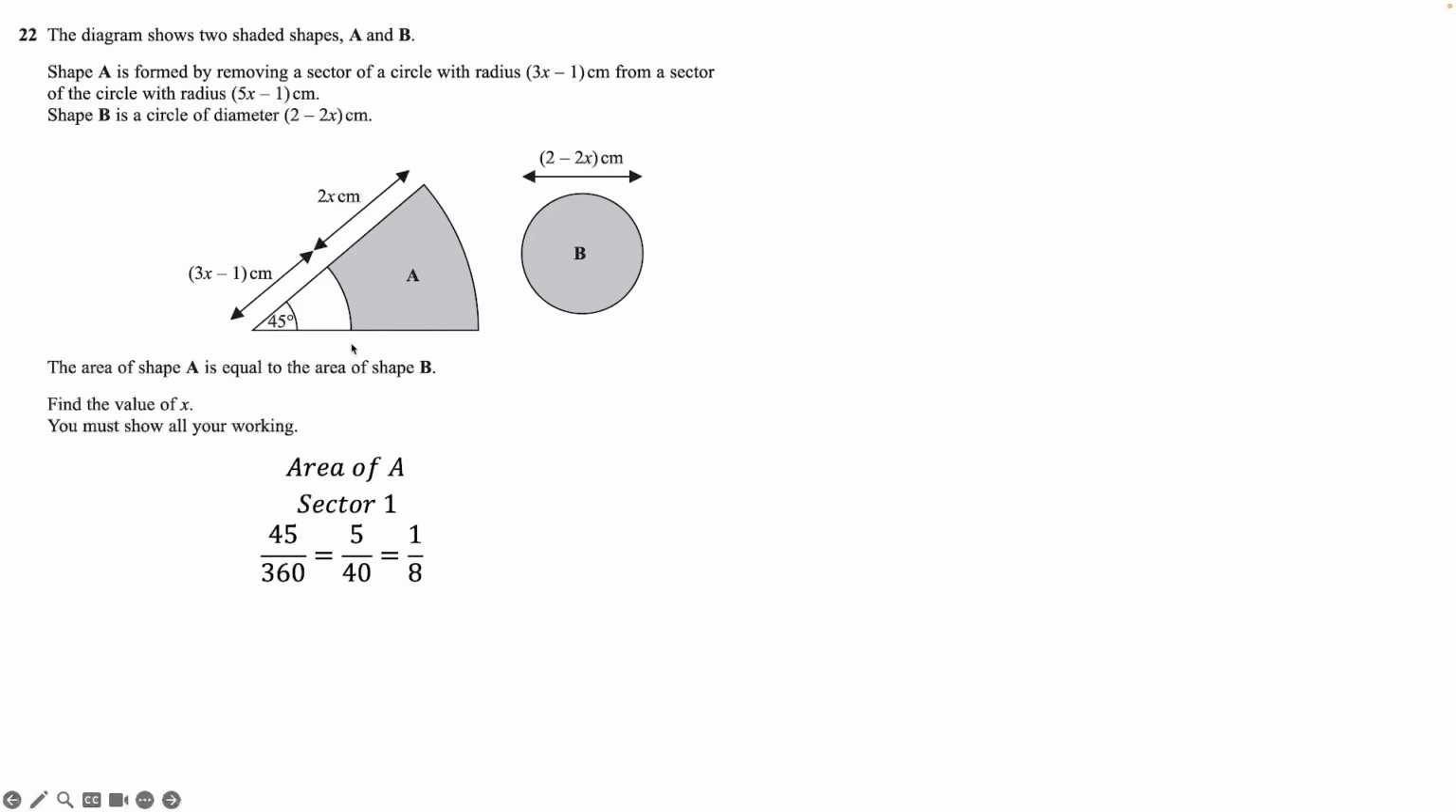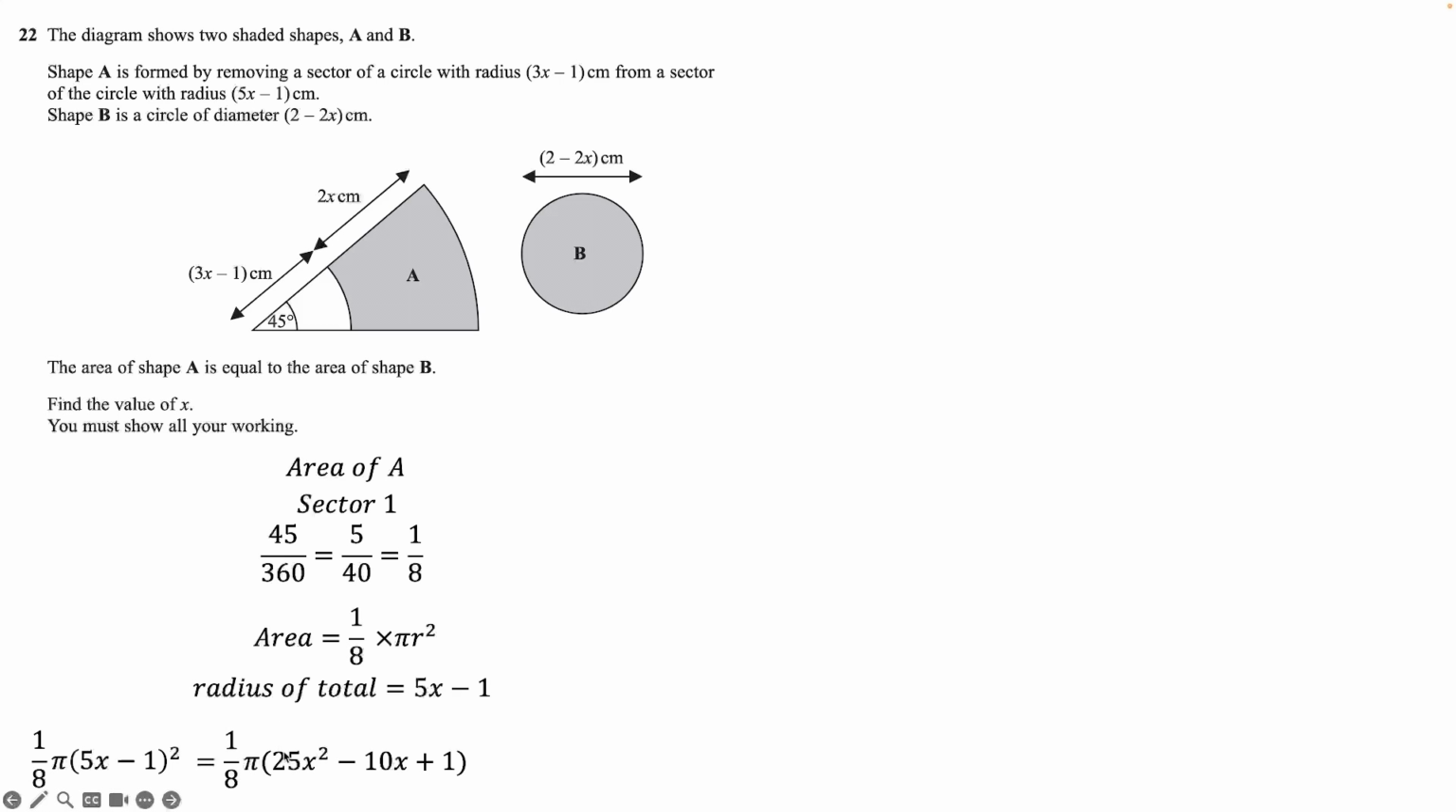Well, the area is usually pi r squared for a circle, but for this sector, it's going to be 1/8 pi r squared, because we're only taking a section of it. Well, the radius is going to be 5x minus 1, because we can do this plus this. So 3x minus 1 plus 2x is 5x minus 1. So the area is going to be an eighth times pi times this r squared. Well, we can expand these brackets, and you can expand them out just by hand. I just did it in one step. That gives you 25x squared minus 10x plus 1. So that's the area of this entire thing.